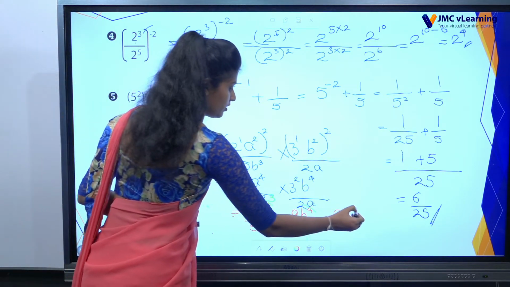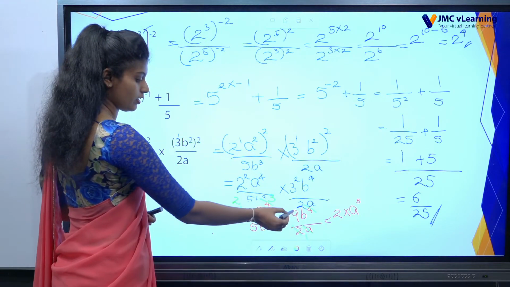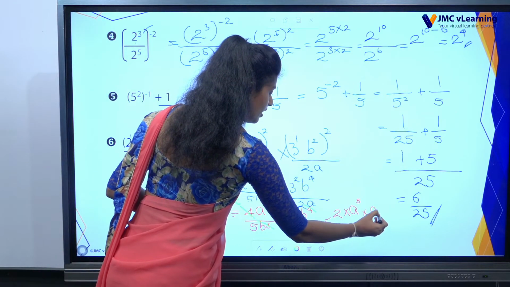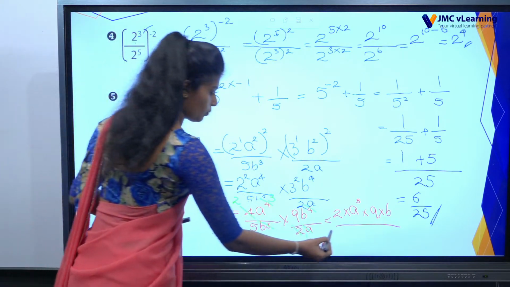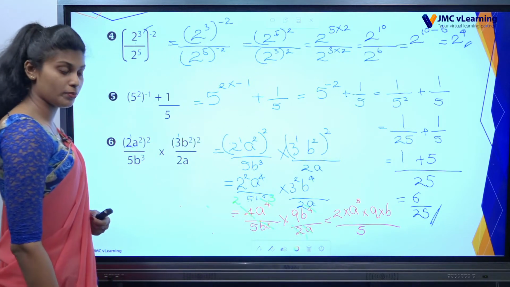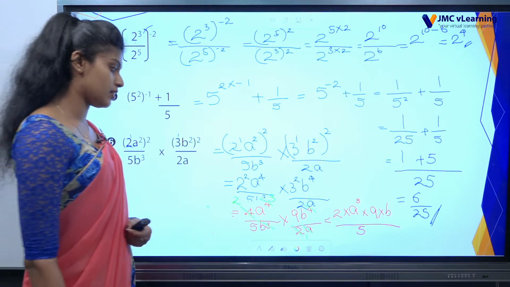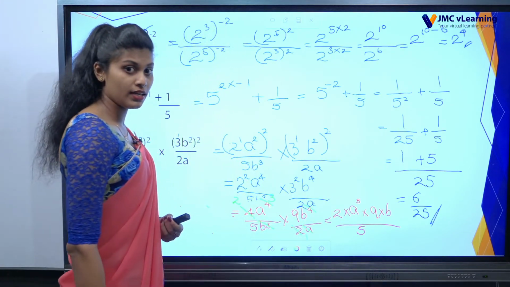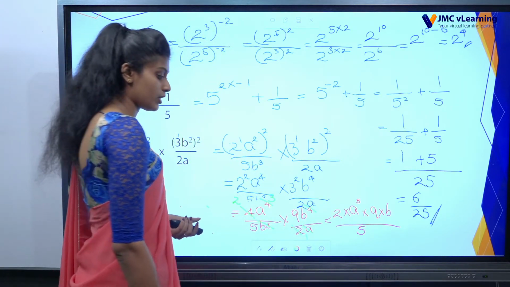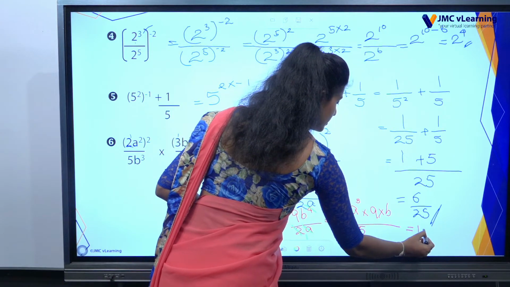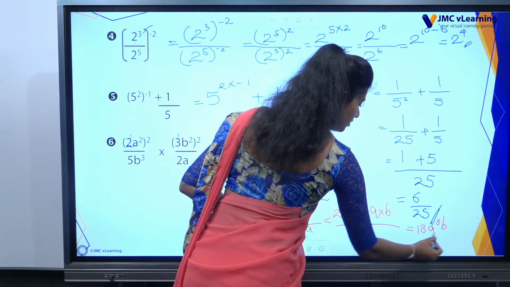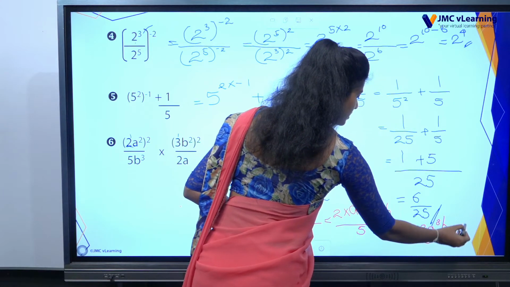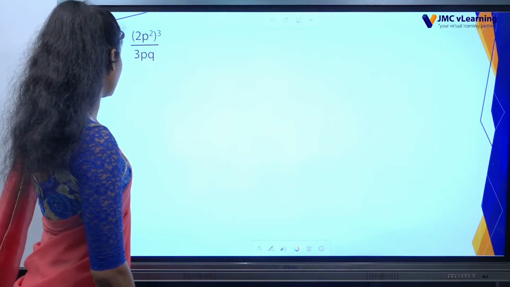into only 1 a to the power 3. Here 9 and only 1 b over only 5 is in the denominator. Then what is the answer? 2 into 9 you can simplify because these are the numerical values. Then 2 into 9 is 18, a to the power 3, b over 5. This is the final answer. Let's move to the next example.